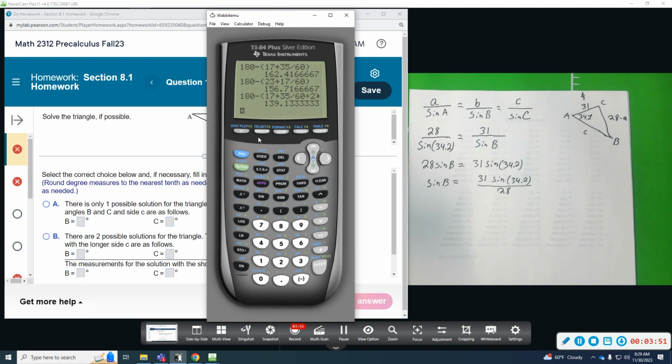I'm going to do alpha window, alpha y equal, and I'm going to do option number 1 to make a fraction. Type in 31 sine of 34.2, and then go to the bottom, and we're going to divide that by 28. Now notice we get 0.622. So the fact that I get something less than 1 is good. So why is that important?